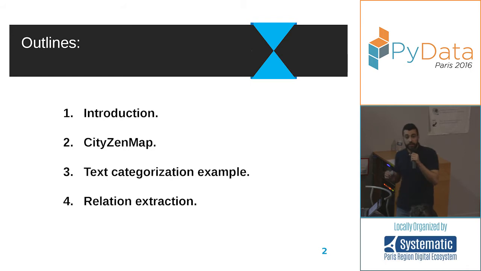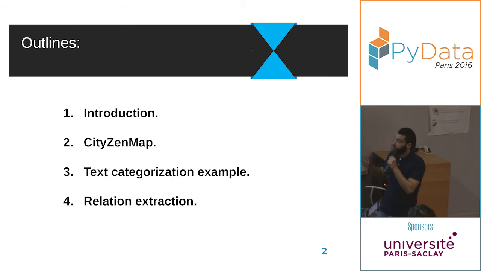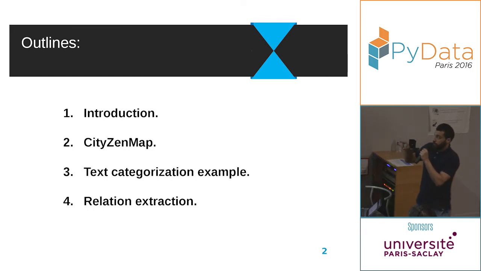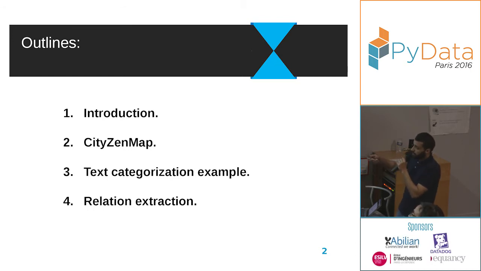The first one will be Citizen Map, which is a web application that we just launched. Citizen Map won the prize of Data Connection 2016. And after that, I will present you a different example, which is detecting and removing some kind of noise that we can find in public markets databases. And at the end, as a bonus, I will speak about relationship extraction and structured prediction.